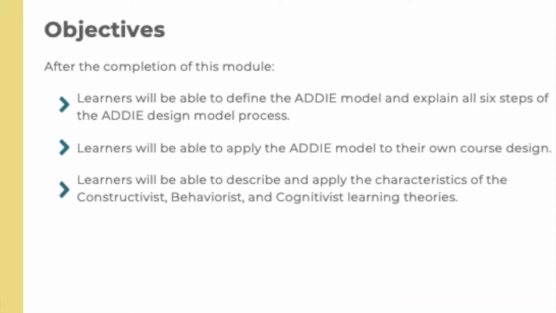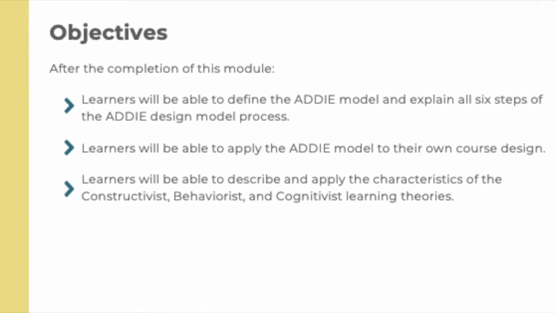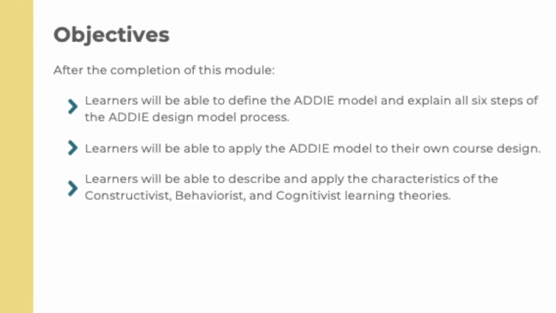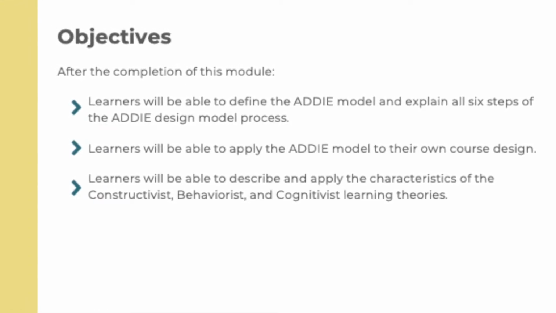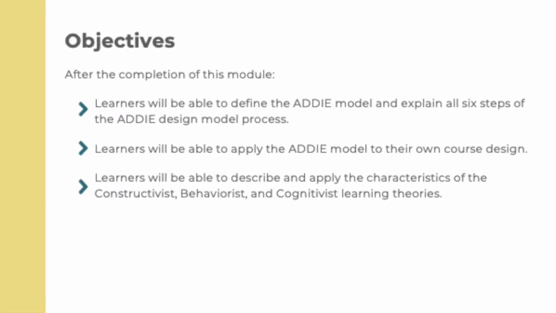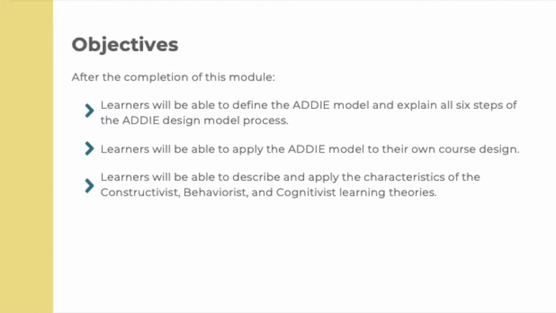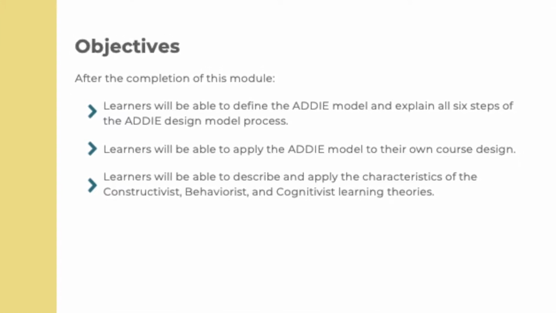After the completion of this module, learners will be able to define the ADDIE model and explain all 6 steps of the ADDIE design model process. Learners will be able to apply the ADDIE model to their own course design. And learners will be able to describe and apply the characteristics of the constructivist, behaviorist, and cognitivist learning theories.